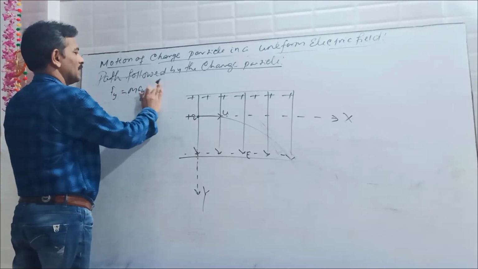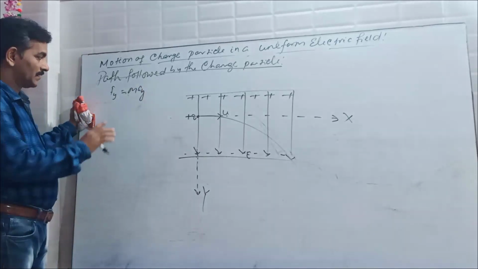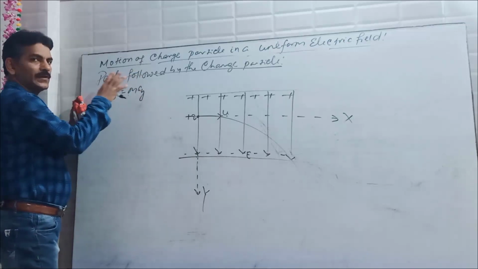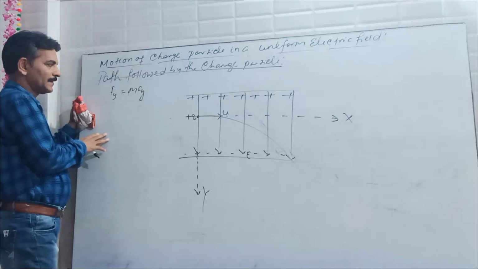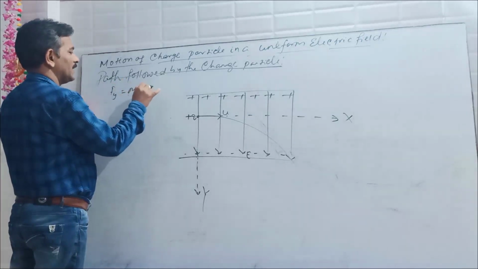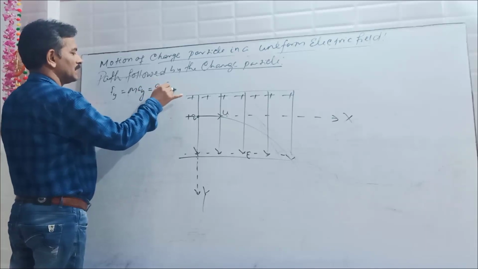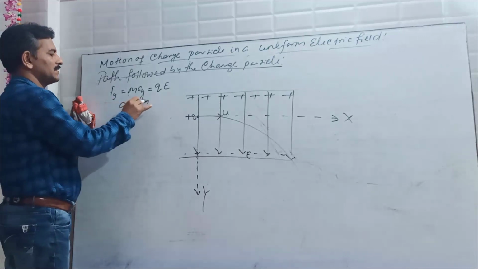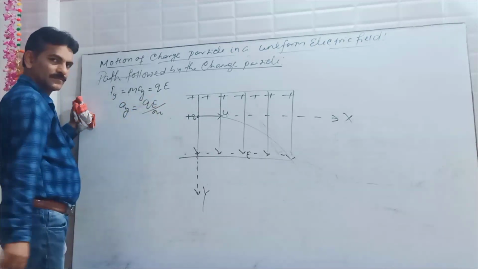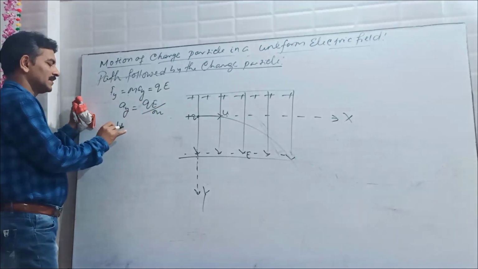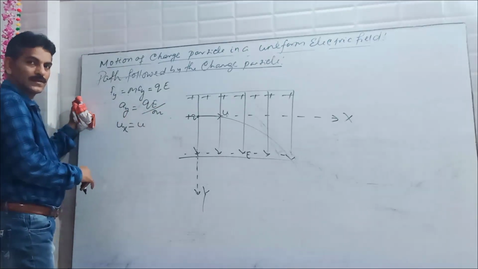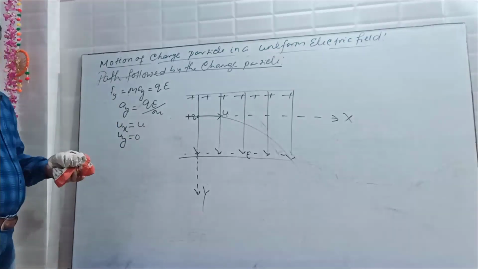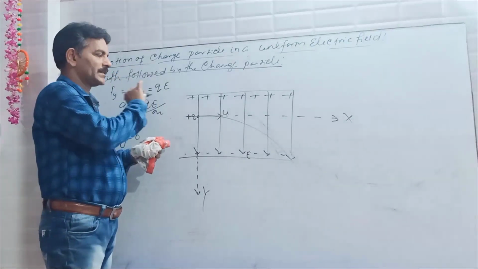So the force acting on the charge particle along the y direction is Fy equal to m ay, and Fy is q into Ey, or simply qE. So what is your acceleration? ay is qE by m. Initial velocity along the x direction is u. Initial velocity along the y direction is 0, because the charge particle is projected horizontally.